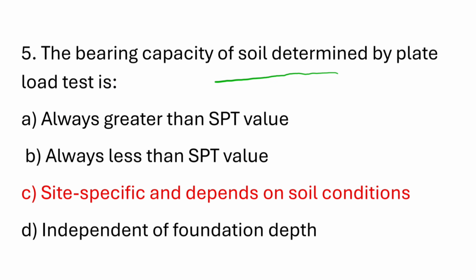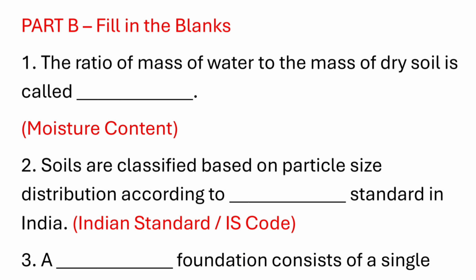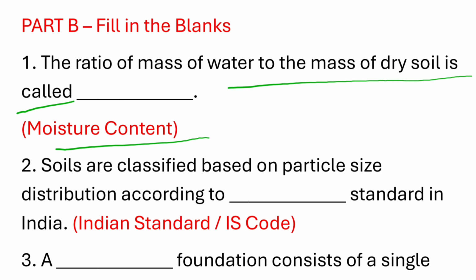The bearing capacity of the soil determined by the plate load test is option C, site specific and dependent on soil condition. The next will be the fill in the blanks. The ratio of mass of water to the mass of dry soil is called moisture content.